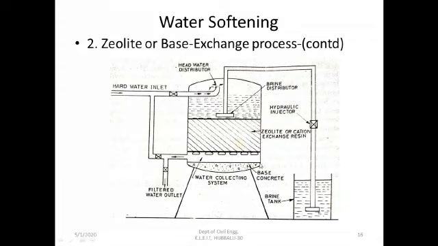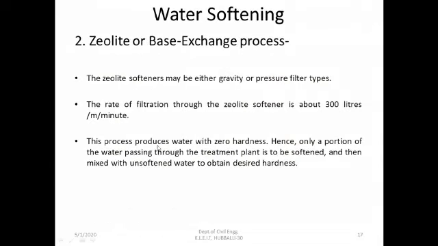And you can see this is the arrangement for the brine solution or the brine distribution. Brine is nothing but the sodium chloride for regenerating the zeolite once it gets exhausted. Okay, so we can see here the zeolite softeners may be either gravity or pressure filter types.